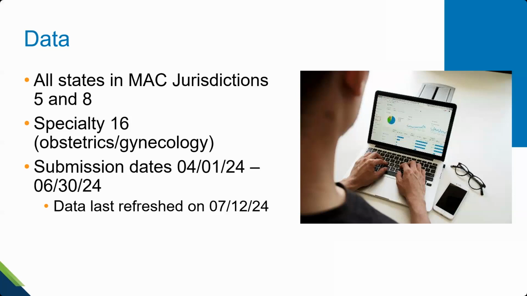Now, I pulled data for claim submission dates April 1 through June 30 of this year. The data was last refreshed on July 12 of 2024. Well, you might be asking, what does that mean? Well, the data was last refreshed on July 12. This means that any claims submitted for this date range, April through June, that were submitted after July 12 of 2024 will not be included in the presentation of the data that I'm going to give you now.